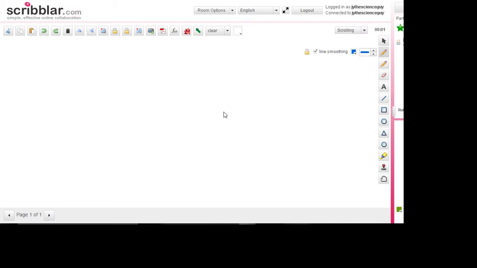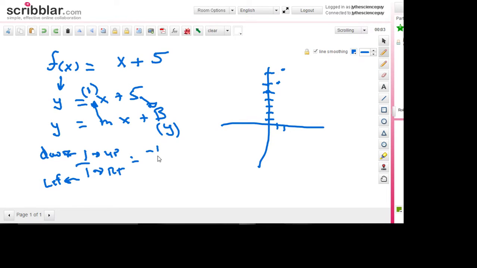So I would go up 1 over to the right 1 and put a dot. And then I would go up 1 over to the right 1 and put a dot. Or this is saying we're going to go down 1 and to the left 1. You can do it either way because this is equal to negative 1 over negative 1. What's negative 1 divided by negative 1? 1. So I can go the opposite direction. I can go down 1 over to the left 1. Down 1 over to the left 1. And so my line looks like that. That's how you graph it.